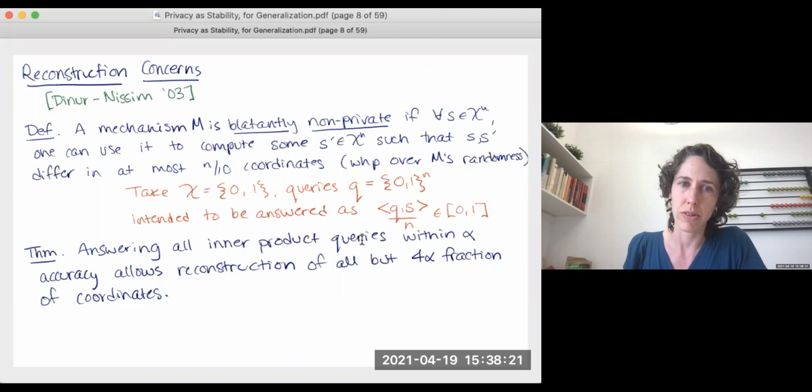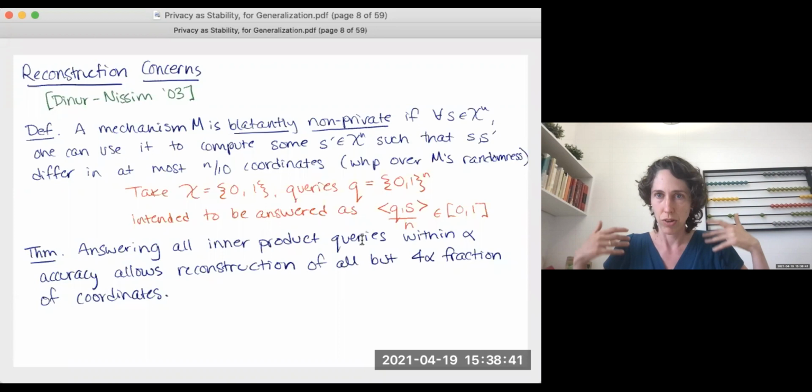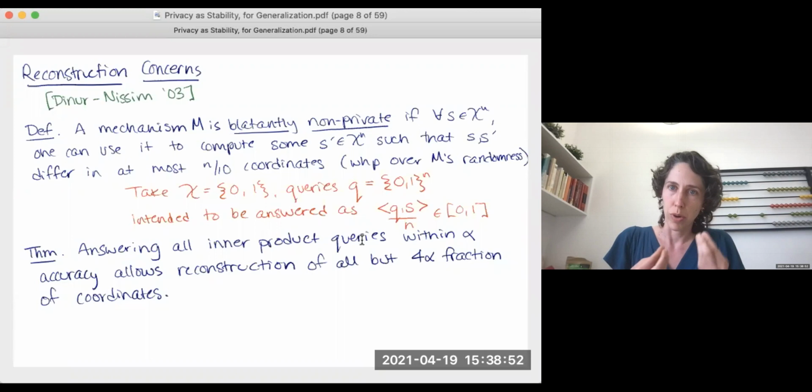So that's a query. And the bad news here is that if you take a data set and you answer all such queries about that data set to within some alpha accuracy, then all of those answers taken together can be used to reconstruct the original data set. So this is a bad news theorem about data privacy. It says that there's going to be some fundamental tension between privacy and accuracy. You can't answer all queries accurately because it's going to impinge on privacy.